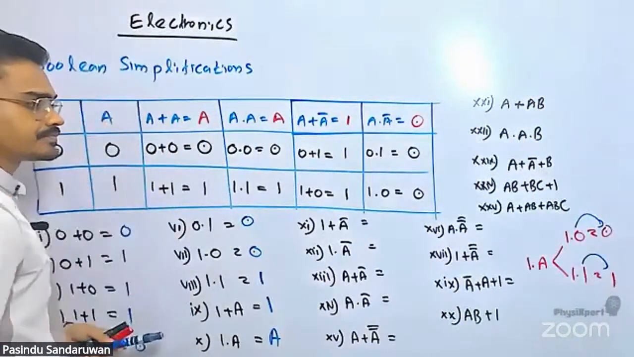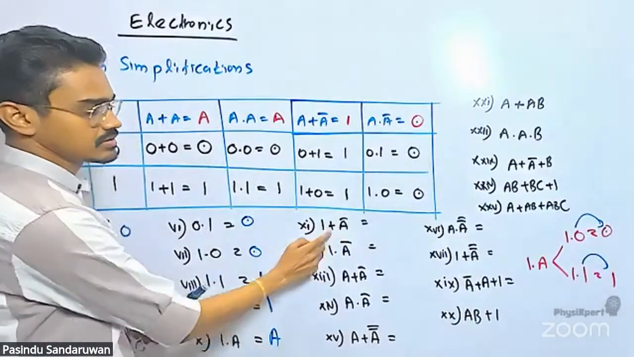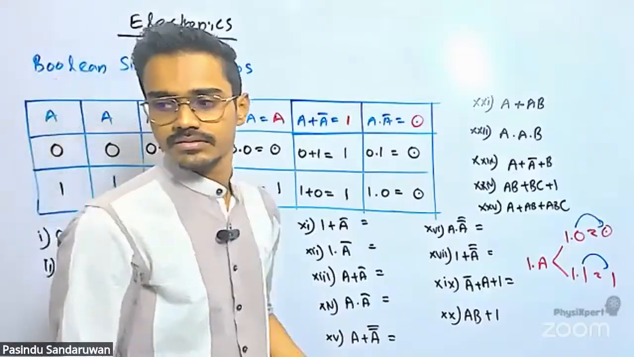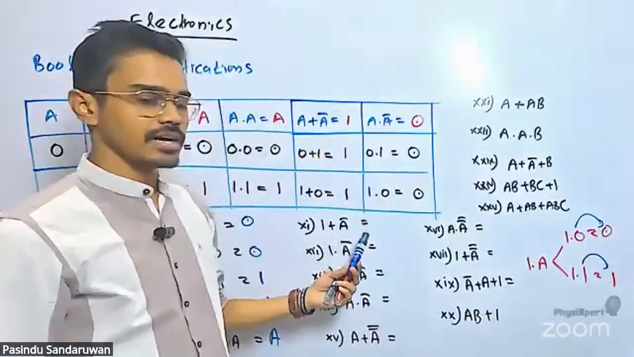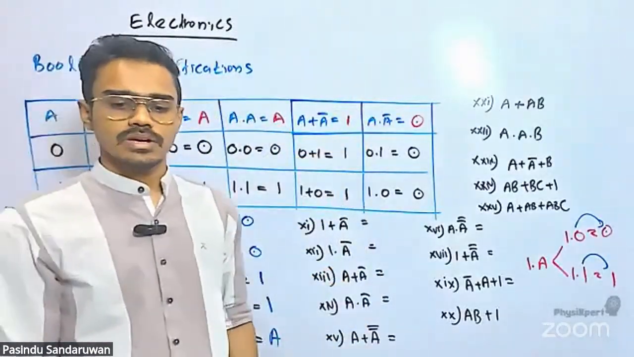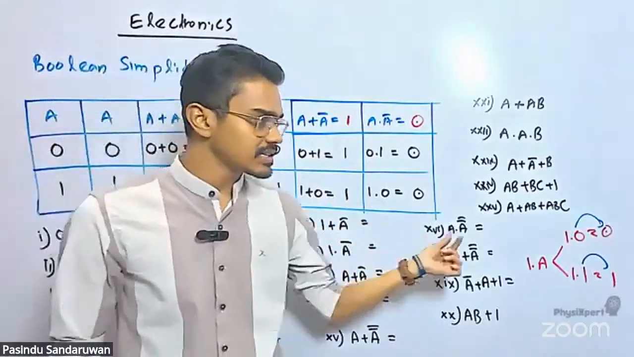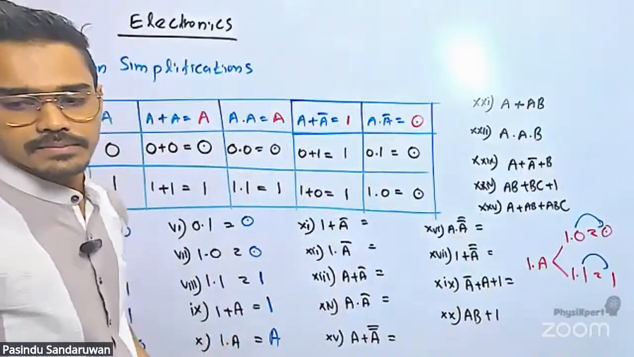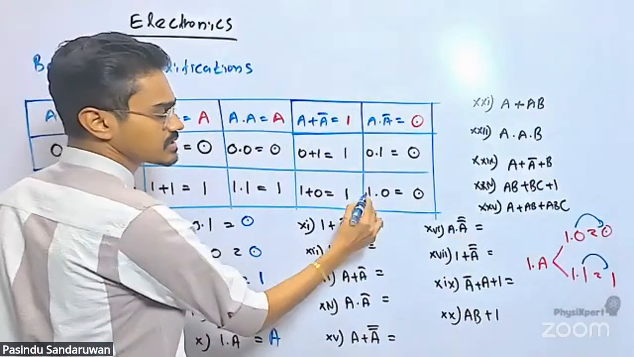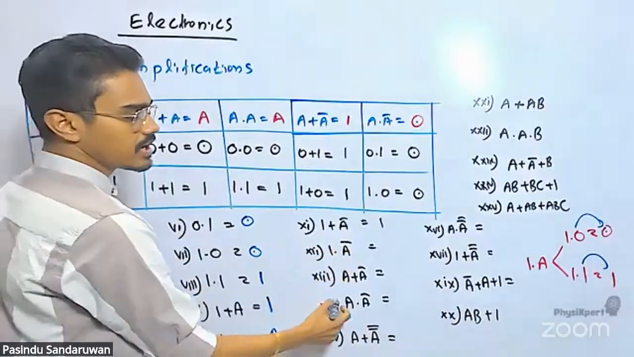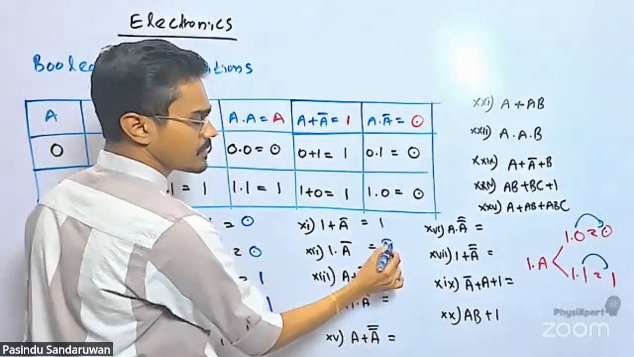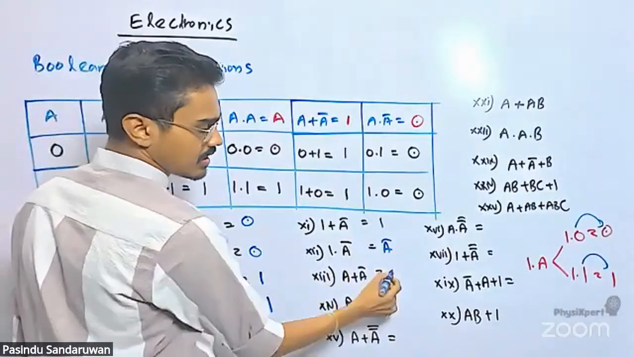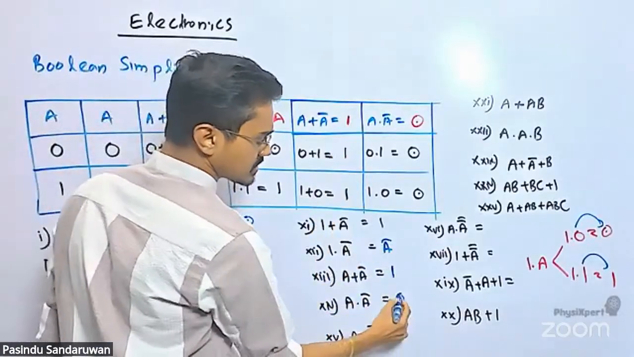1 dot A is A. What about 1 plus A bar? Anyone? Tell me the answers. 1 plus A bar. Again the same thing. A bar is going to have either 0 or 1 at the end. 1 plus 0, 1 plus 1, is always 1. That is 1. 1 dot A bar is A bar. A plus A bar is 1. That is proved. A dot A bar is 0.